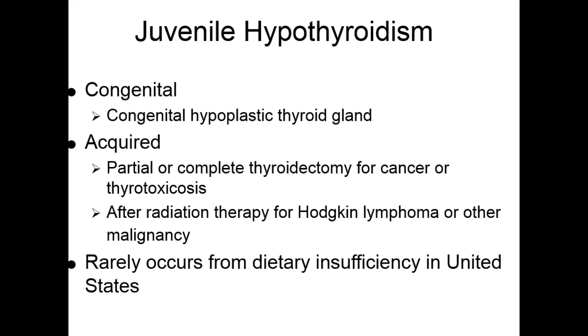Okay, I just rewound that tape, so I'm going to re-say this slide again. For juvenile hypothyroidism, there are two types: congenital, which is found at birth, and Florida does have newborn screening that includes screening for thyroid issues. Then there's acquired, which you can get down the road, usually after a partial or complete thyroidectomy for cancer or thyroid toxicosis. You can also get it after radiation on your thyroid gland for Hodgkin lymphoma or any other malignancy. Understand that rarely would hypothyroidism occur from dietary insufficiency in the United States.